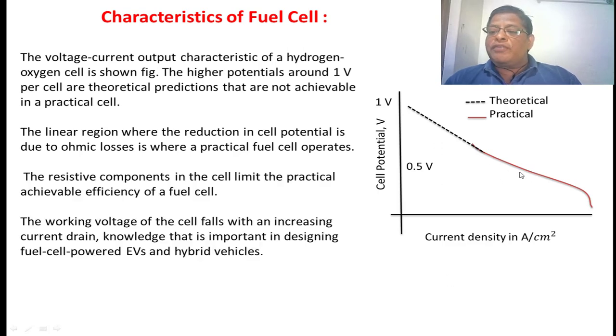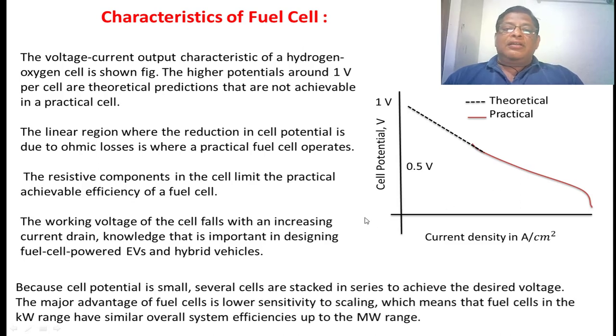How this voltage reduces as the current density increases should be known to the designer to use in hybrid electric vehicles or electric vehicles. So from this graph you can say that the fuel cell voltage is very low. So we are going to connect these fuel cells in series to get the required voltage, as well as in parallel for the current to meet the power demand also. The main advantage of the fuel cell is that even if we connect the fuel cells in series, it is not going to sacrifice the overall efficiency of the stack of the fuel cell.